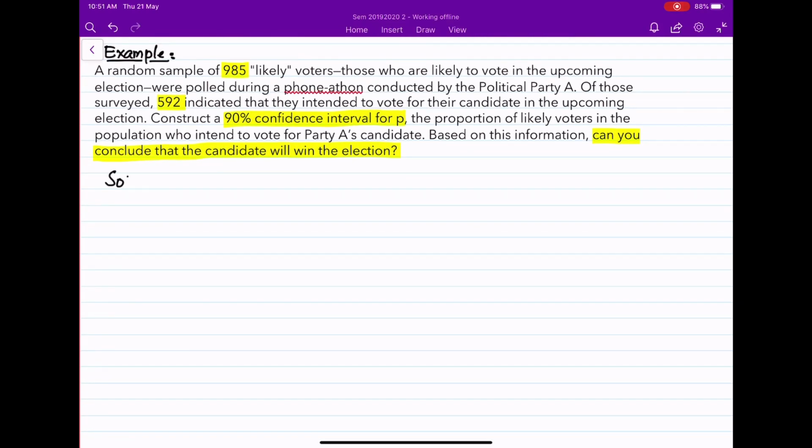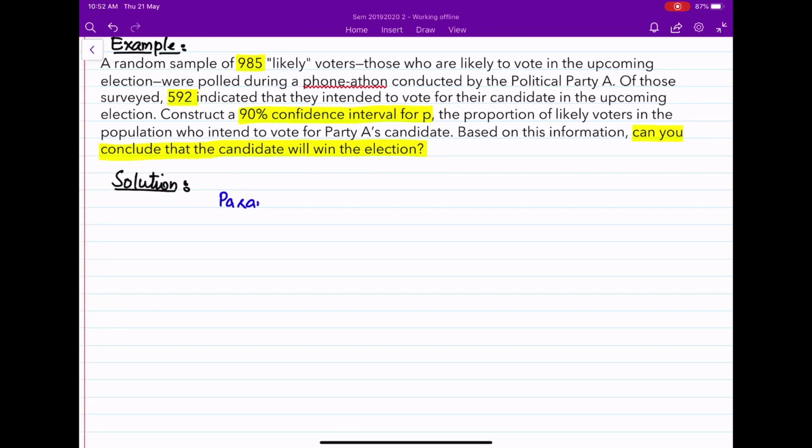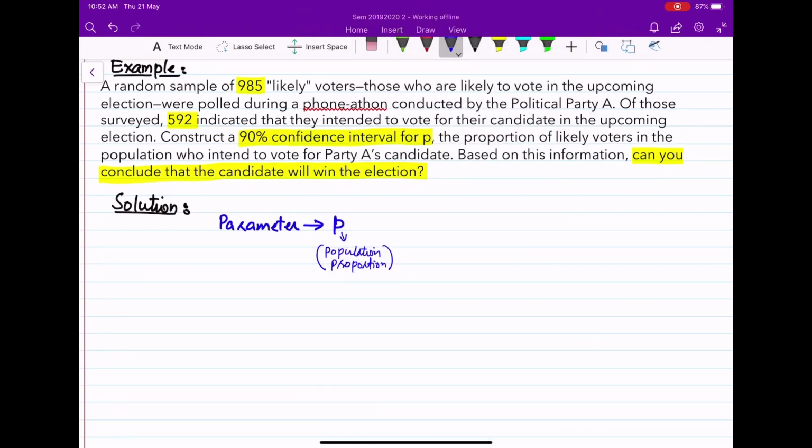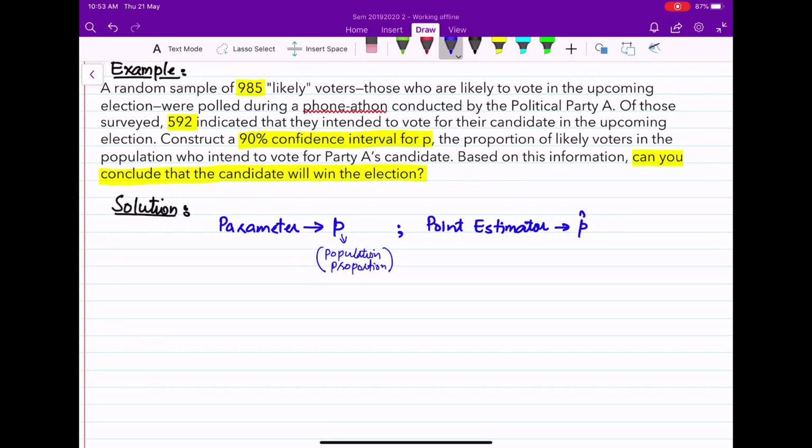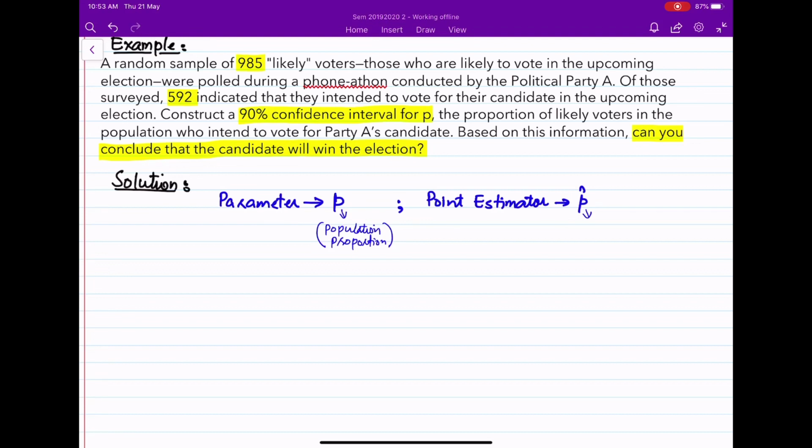So in this example, the parameter we are interested in is P, which is the population proportion, or proportion of the population which will vote for the candidate of political party A. And the best estimator for this parameter is P hat, which is obviously the sample proportion, the proportion of the sample which took part in the phone-a-thon.